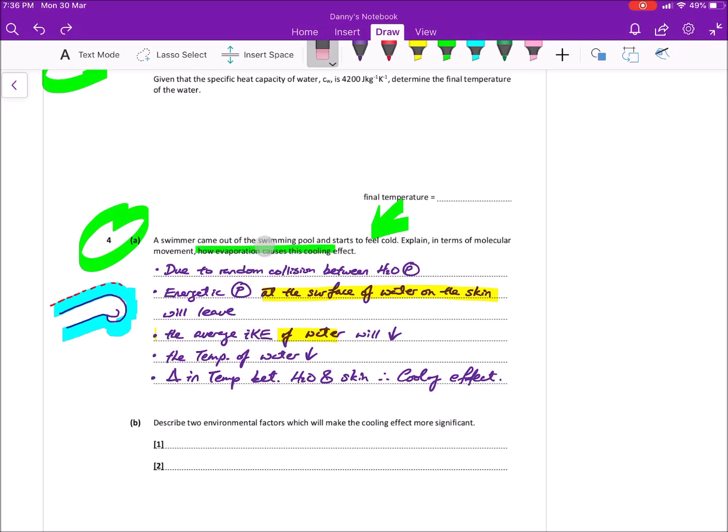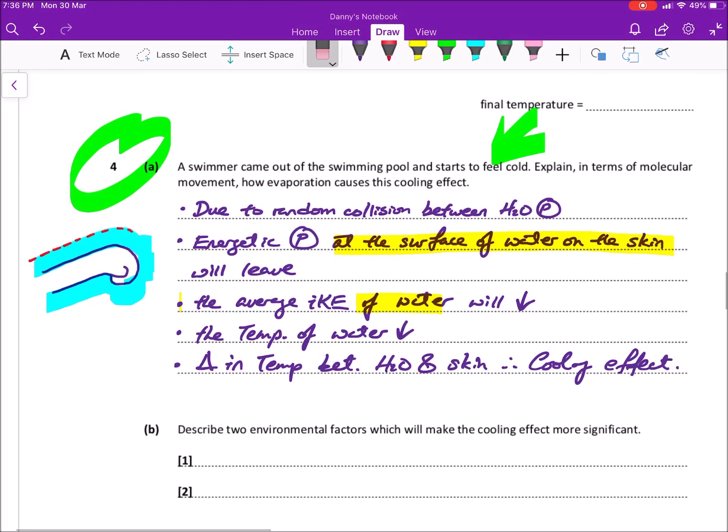So because of that, let's see how we should phrase it. So number 1, in your mind, you should have this mental picture whereby the skin is like enveloped by a layer of water, and evaporation actually takes place on the surface of the water on the skin. So that's why I highlighted over here.